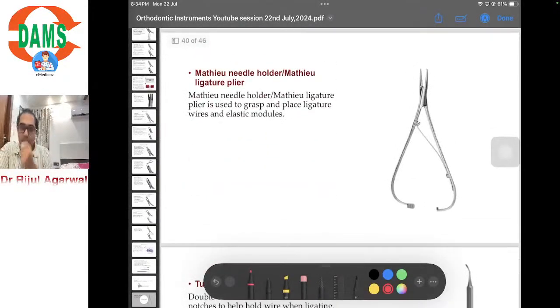Again, a very important instrument, that is the Mathieu needle holder, the Mathieu ligature plier. It is used to hold elastic modules and ligature wire, used for tying arch wires around the brackets. So this is the use of the Mathieu needle holder, the Mathieu ligature plier.